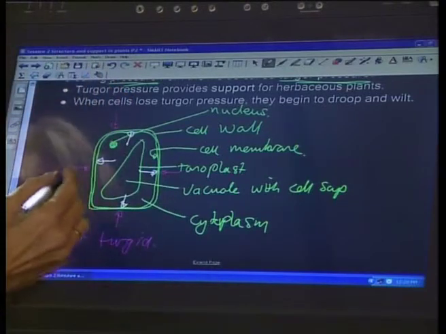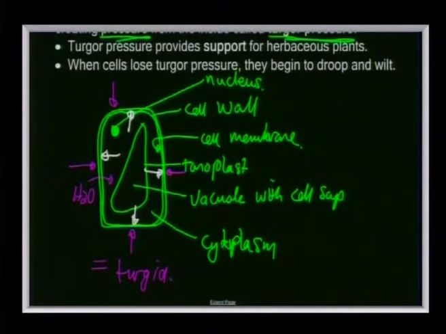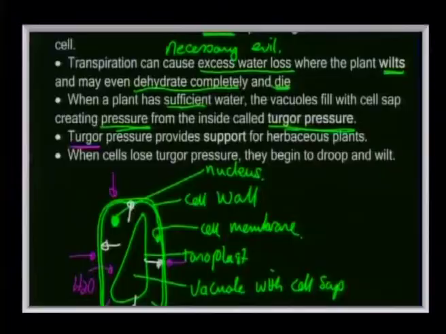So when the pressure from outside to put water in and the pressure from inside to push water out is equal, your water molecule is going to go into the cell and another water molecule will come out. And when that's equal, that's when the cell is turgid. The cell is full. And we say that that creates turgor pressure. So turgor pressure provides support to herbaceous plants. Herbaceous plants, those would be plants where they have green stems.